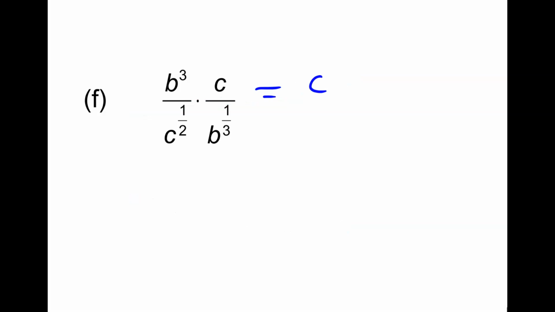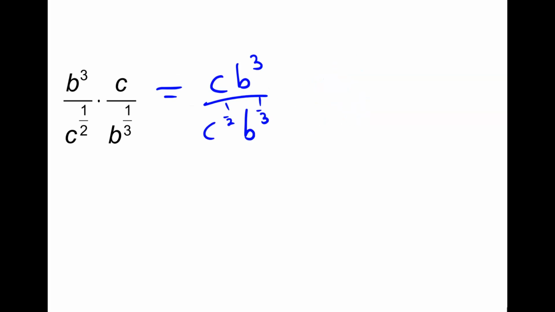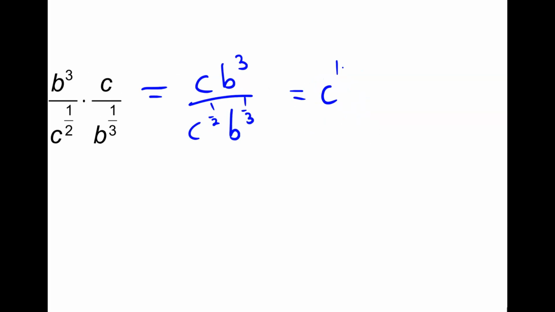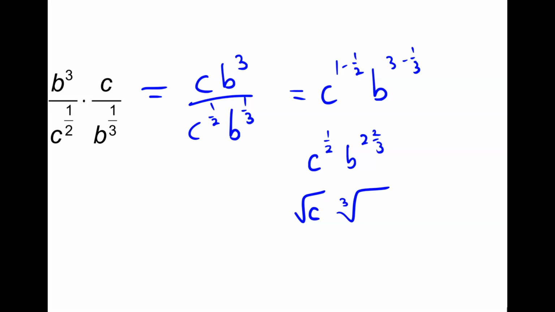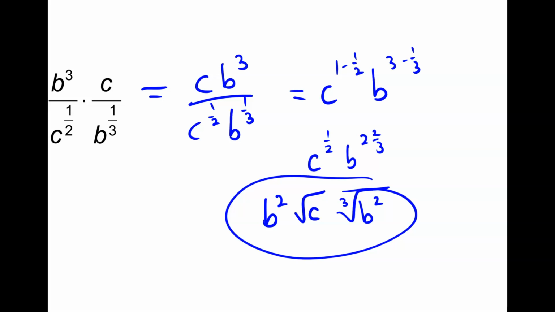Because this is just c b to the third over c to the 1/2 b to the 1/3. It's not too bad. You just have to subtract the exponents. So I have c to the 1 minus 1/2, b to the 3 minus 1/3. So you get c to the 1/2, b to the 2 2/3. It's not pretty because now we have different denominators. Literally, square root of c times the cube root of b squared, with the b squared in front. So this is not pretty. This is how you do it.